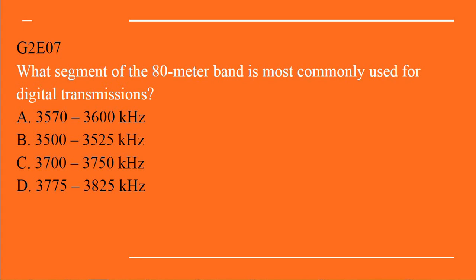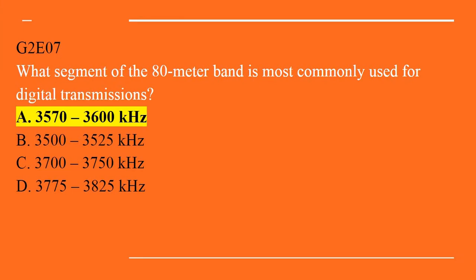G2E07, what segment of the 80 meter band is most commonly used for data transmissions? A. 3570 to 3600 kHz. B. 3500 to 3525 kHz. C. 3700 to 3750 kHz. Or D. 3775 to 3825 kHz. Correct answer here is A. 3570 to 3600 kHz.